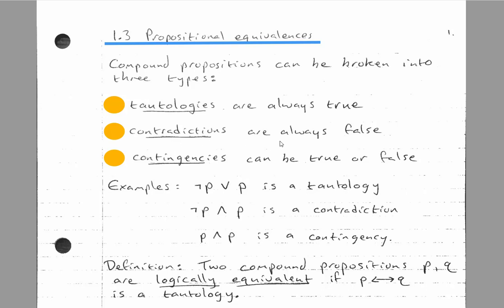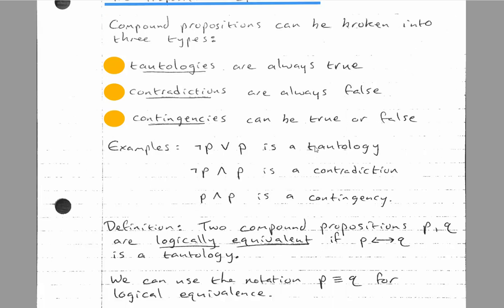Contradictions are another type that are always false. These tautologies and contradictions are kind of special cases. Most of the time, your compound propositions are going to be true or false. So here's a simple example of a tautology: not P or P.